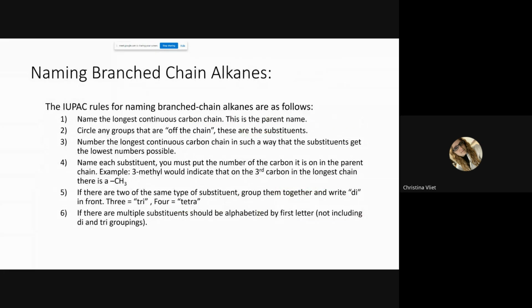All right, so here's the rules. The chemistry jump scare here, I apologize in advance, but these are the rules. To name branched chain alkanes is much more complicated than to name straight chain alkanes because you've got to make a bunch of considerations. So let's take a look at the rules.